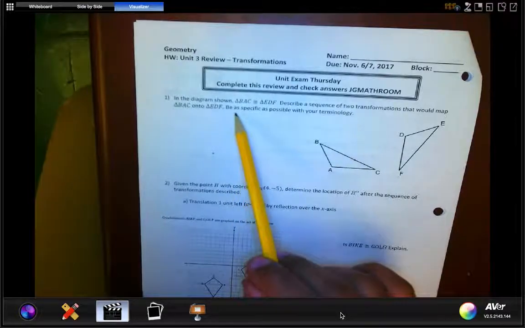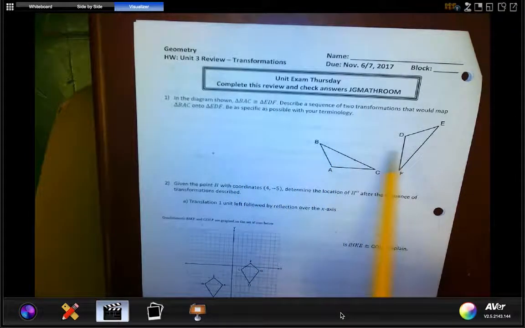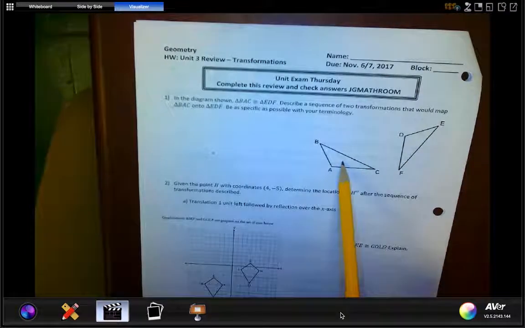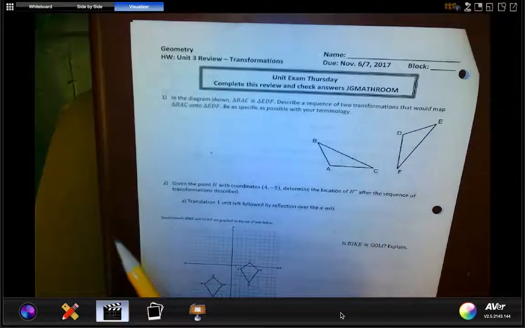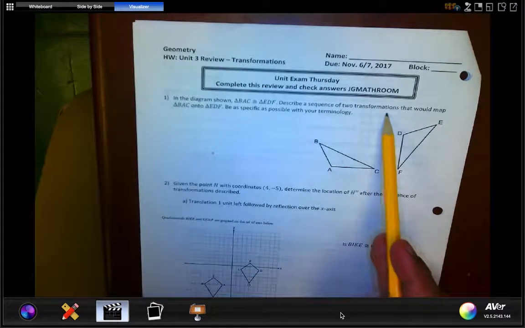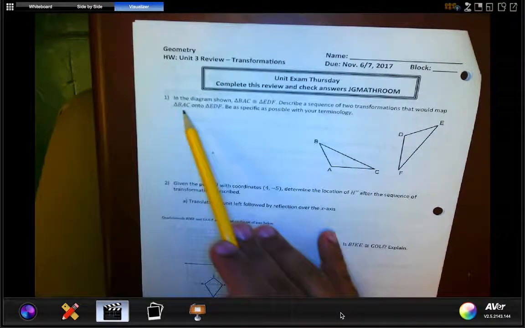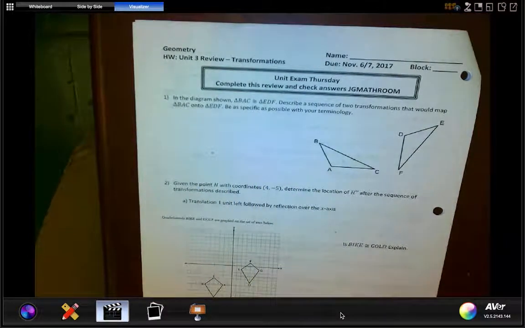In the diagram below, the two triangles are congruent. If I already know that the two triangles are congruent, then I know that there are only rigid motions that map one onto the other. That's the only thing that could happen. So describe a sequence of two transformations that would map ABC to triangle EDF. Be as specific as possible.